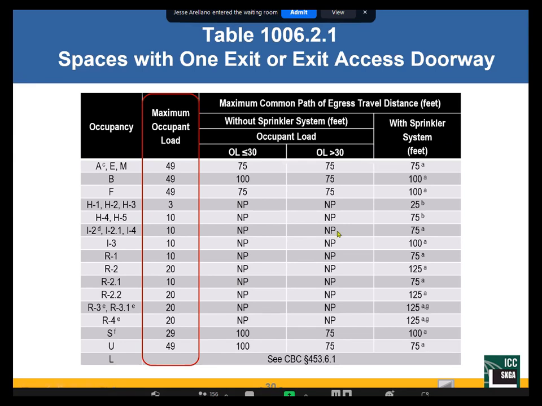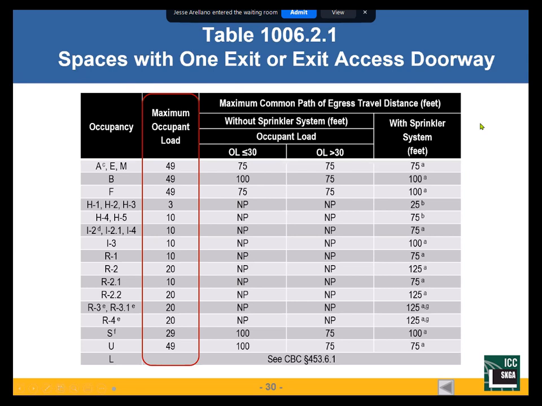Read the code carefully. And typically, our typical response when I need 2 exits is, oh, you need 2 exits at 50. Because when I hit 50, this is the table that says, if I comply with this table, I only need 1 exit. Out of any space, any room, I only need 1 exit. The typical number we use is 50. And that's appropriate for A, E, M, B, and F occupancies, because when I exceed 49, I need 2 exits.